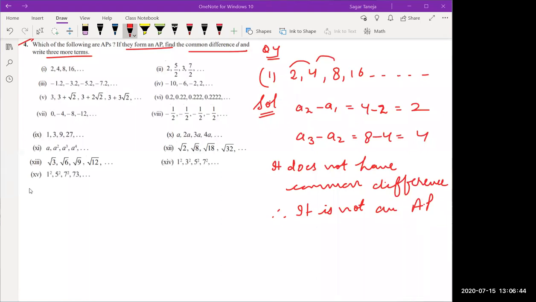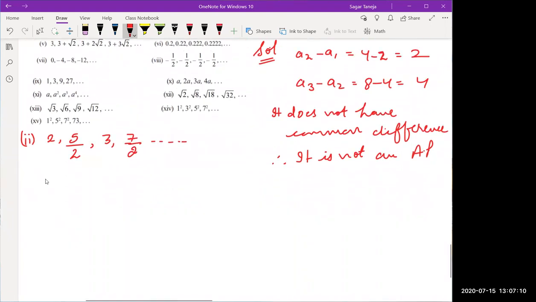Okay. This way, I am doing one more part. Some of the parts I'll do, and some of the parts you have to do by yourself. For example, second part: 2, 5 by 2, 3, 7 by 2, and so on. So here, the first term is 2, the second term is 5 by 2, then 3, then 7 by 2. Let us check it out.